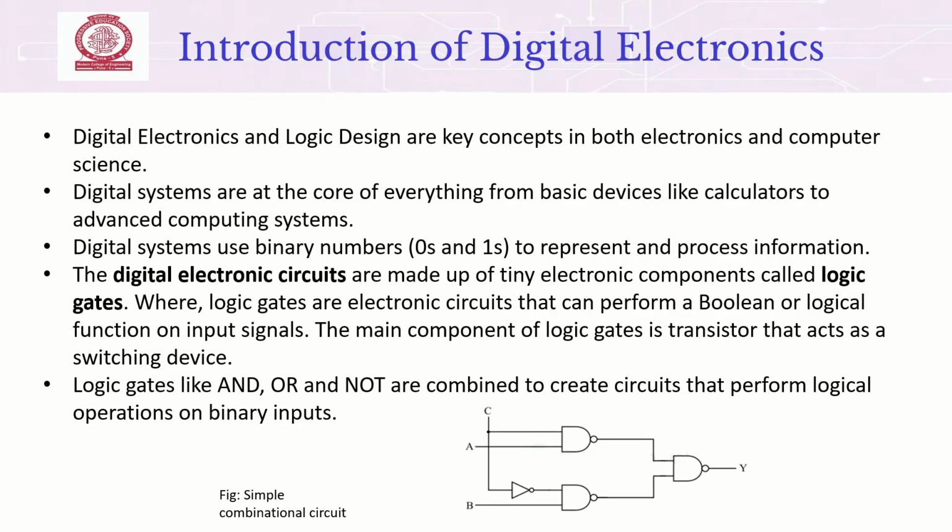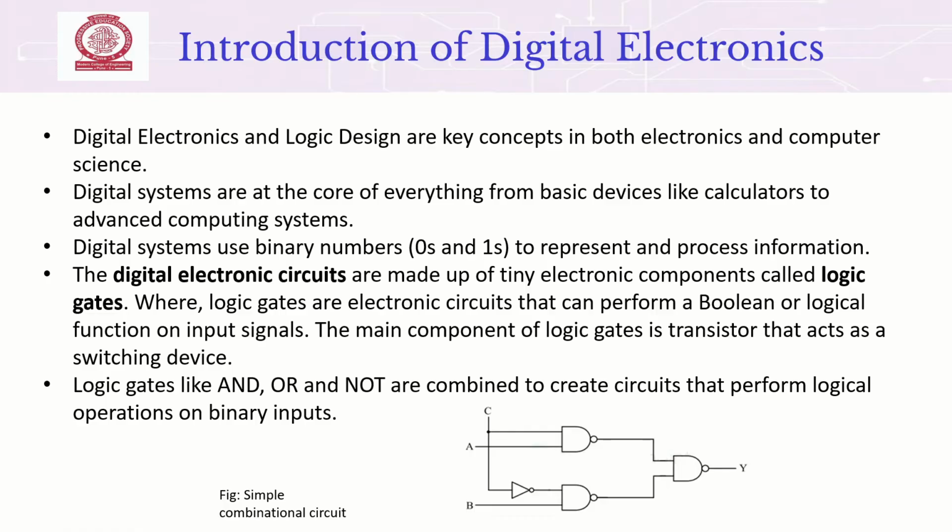So digital electronics and logic design are key concepts in both electronics and computer science. Digital systems are at the core of everything from basic devices like calculators, computers, CPUs, desktops, mobile phones, everything. Digital systems use binary numbers, zeros and ones, to represent and process information. These digital electronic circuits are made up of tiny electronic components which are called logic gates.